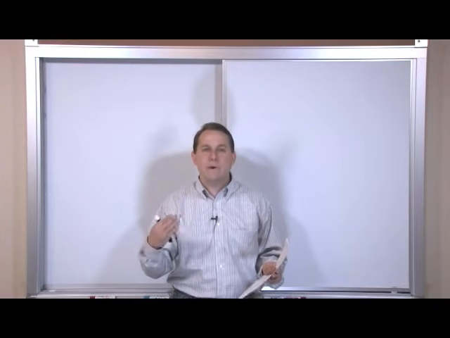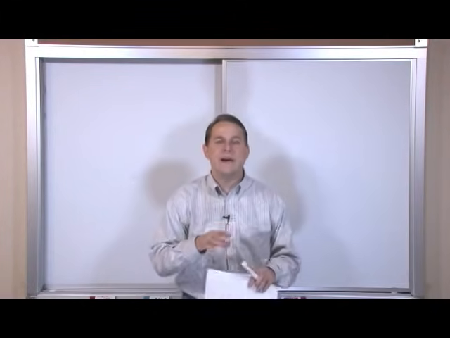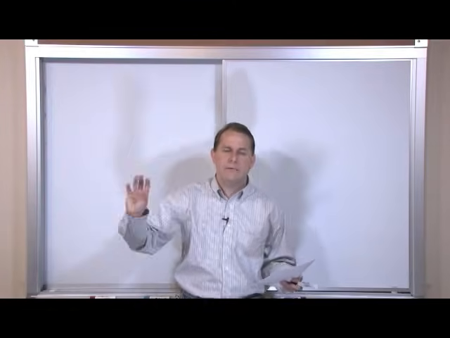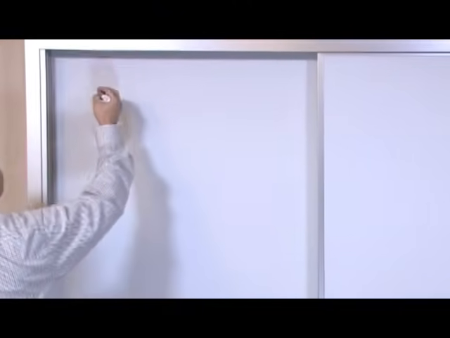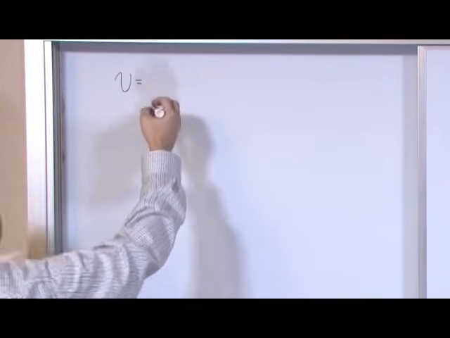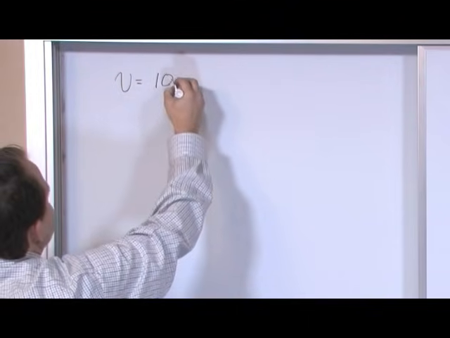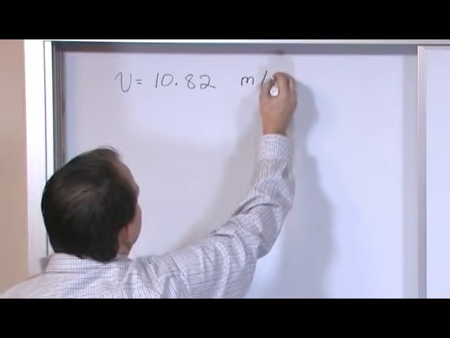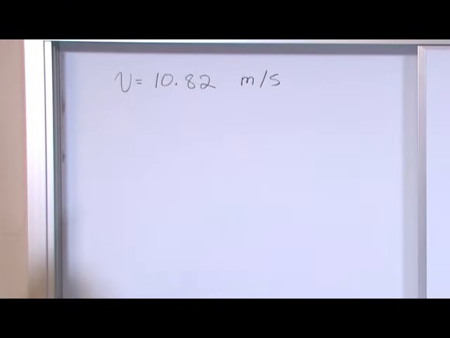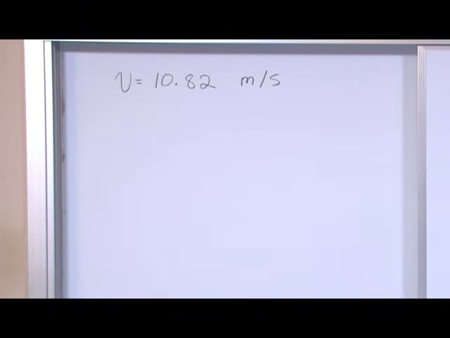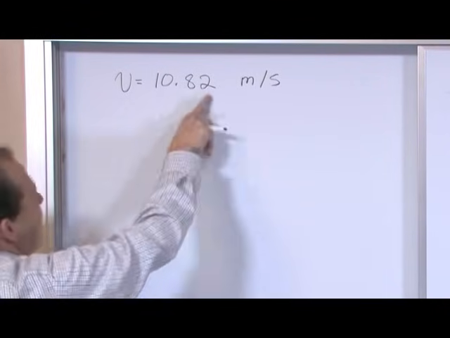So this gives some motivation for why this is important. Let's say you're going down the road and you're traveling at some speed. What speed is that? Let's take an example from real life. Let's say your speed in a car or a train is 10.82 meters per second. So this means that every single second I am traveling 10.82 meters.